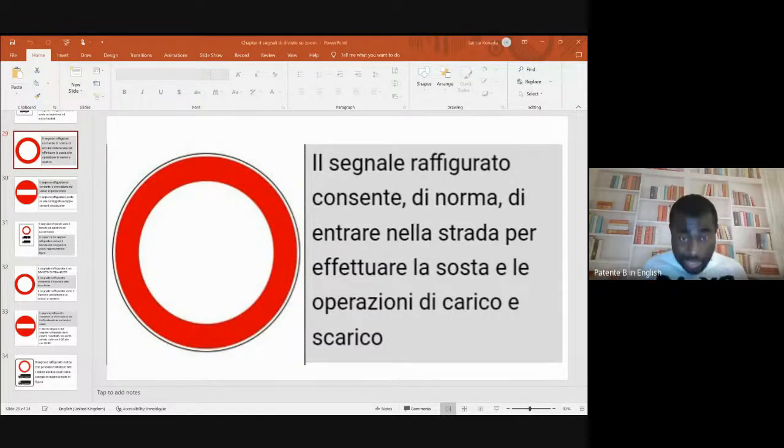No. If you can enter and park your vehicle to load or unload goods, there must be a panello integrativo, giving the days and the hours for that operation. Here, we don't see anything. What we see is the general signal. So the general signal, no vehicle can enter. As simple as that.